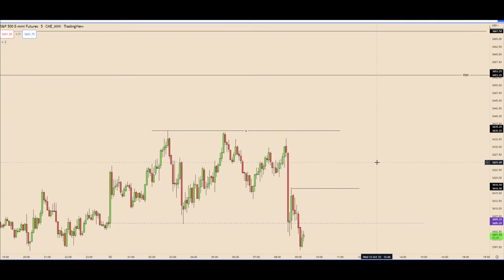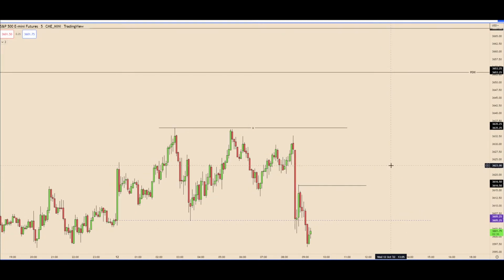And market structure shift, break of structure, all that stuff, it's all basically the same. It's just depending on how you use it. But yeah, I'll watch the bridge builder concept.